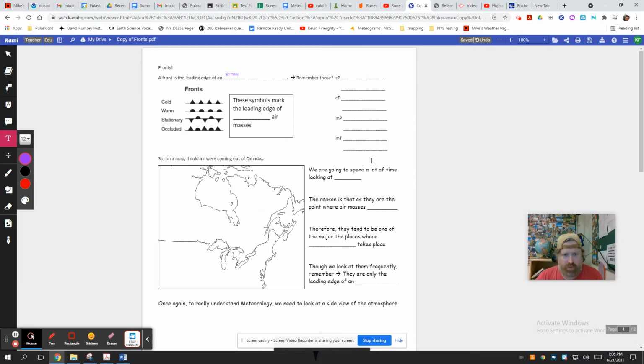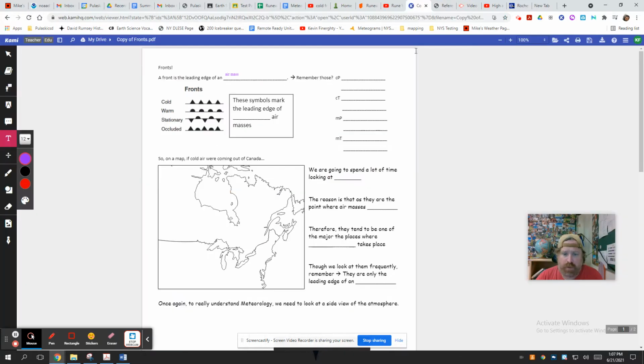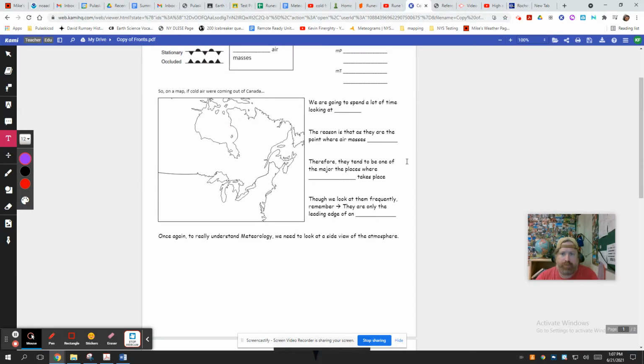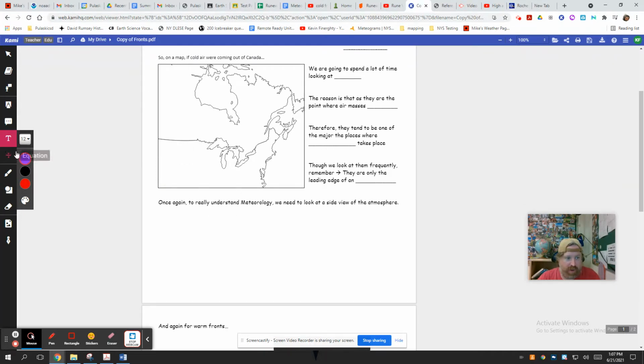All right, so we won't rewrite all of those, but those are the symbols. And again, those symbols are right there in the reference table too. So, hey, I forgot those. There they are. They're sitting right there. The station model thing we're going to figure out in another video. So we're going to spend a lot of time looking at these fronts. They tend to be the place where weather events take place because it's like an automatic instability when you have a front kicking through.